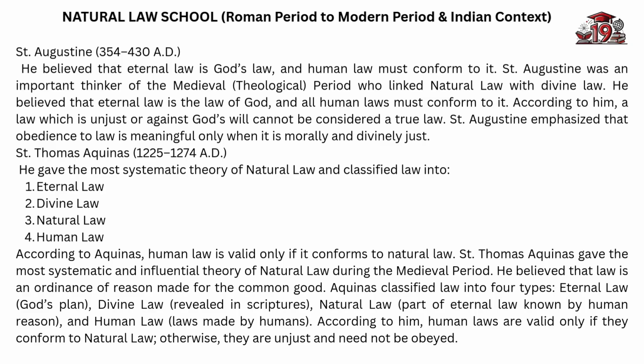Thomas Aquinas gave the most systematic and influential theory of natural law during the medieval period. He believed that law is an ordinance of reason made for the common good. Aquinas classified law into four types: eternal law, God's plan; divine law, revealed in scriptures; natural law, part of eternal law known by human reason; and human law, laws made by humans. According to him, human laws are valid only if they conform to natural law, otherwise, they are unjust and need not be obeyed.